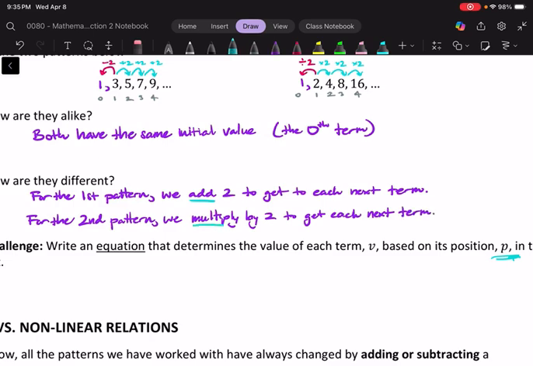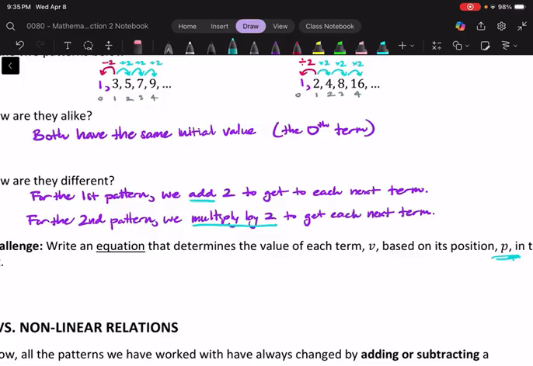So one of them we were adding the whole time, one of them we were multiplying the whole time. Always by the same number, so adding 2, adding 2, adding 2, or multiplying by 2, multiply by 2, multiply by 2. So there's a constancy in there, and then the operation itself within a certain pattern stayed constant.